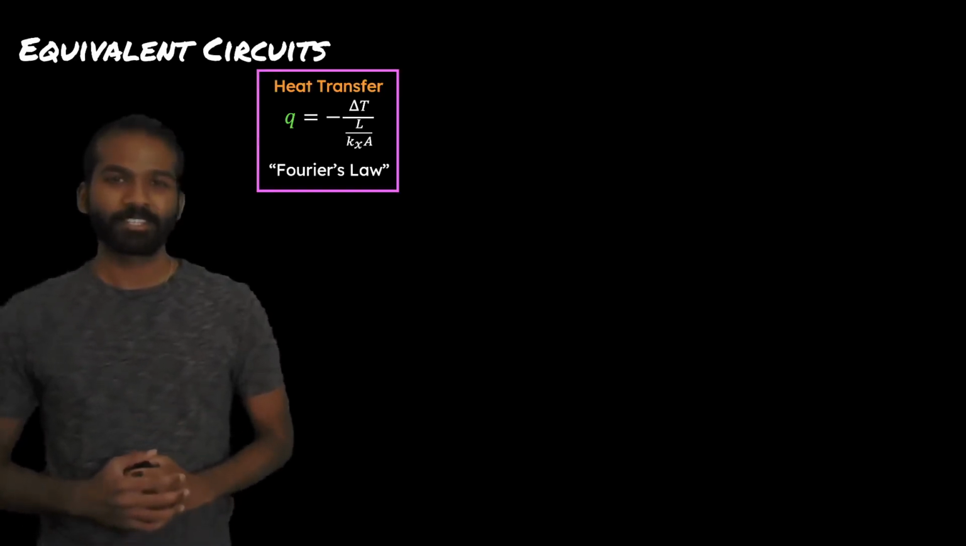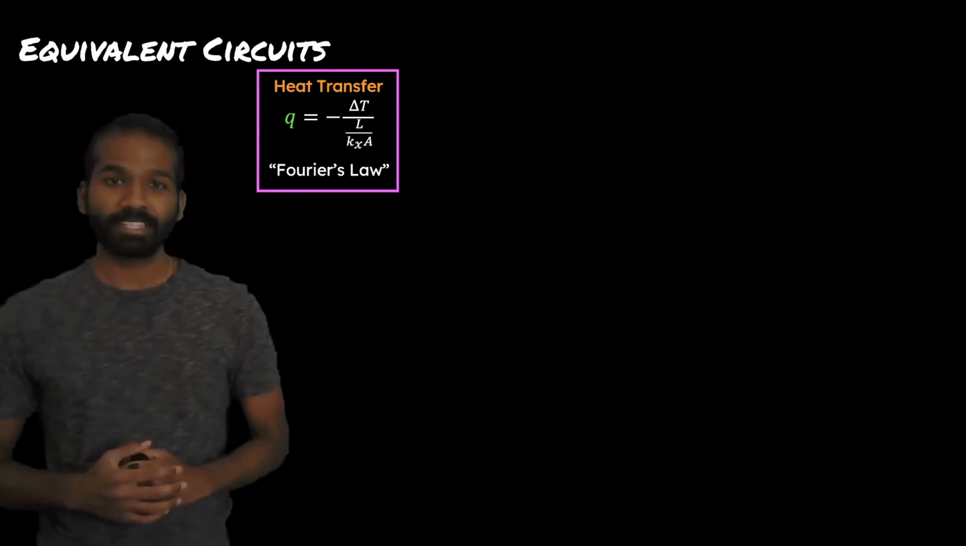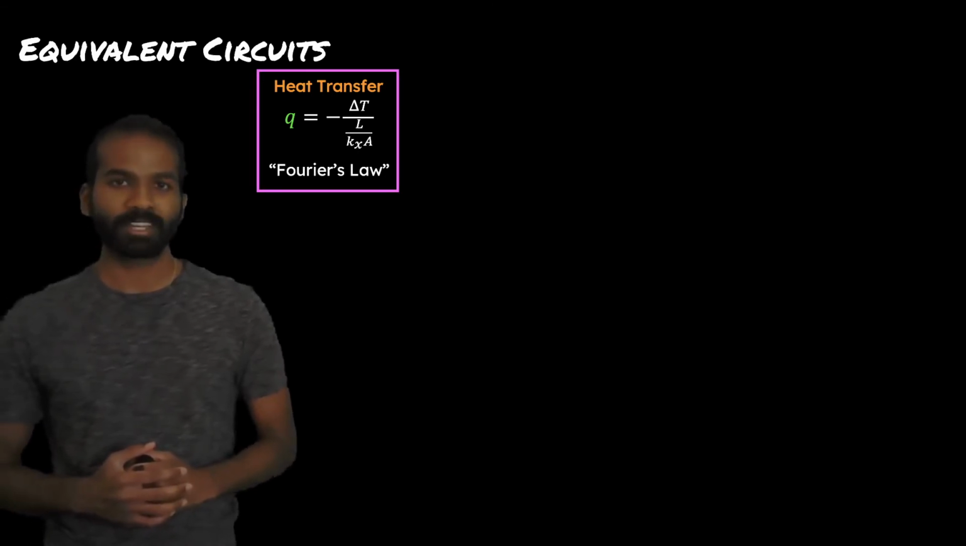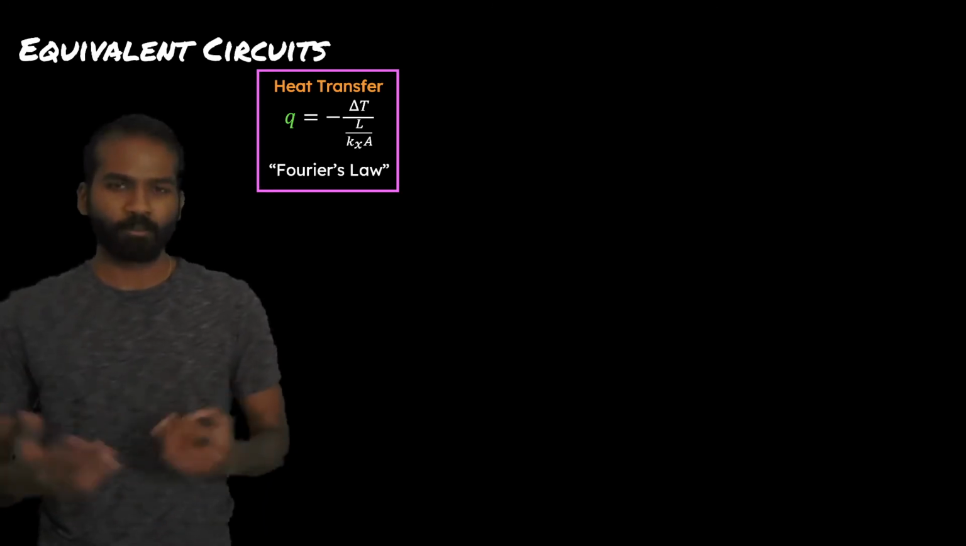Equivalent circuits provide a powerful framework through which we can conceptualize problems in heat transfer and also solve them more quickly. So for one-dimensional heat transfer through a slab, we can find that the heat current is Q equals minus delta T divided by a quantity L over Kx times A. This is sort of a glorified statement of Fourier's law.